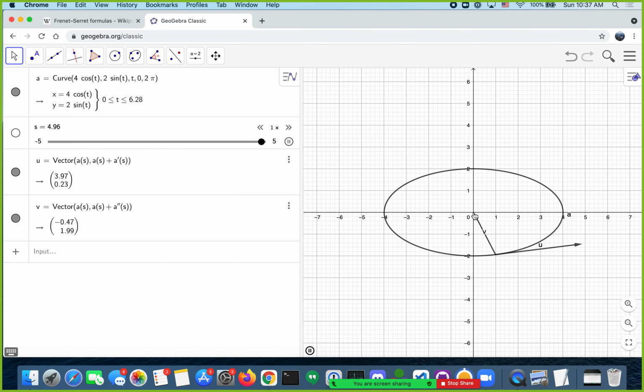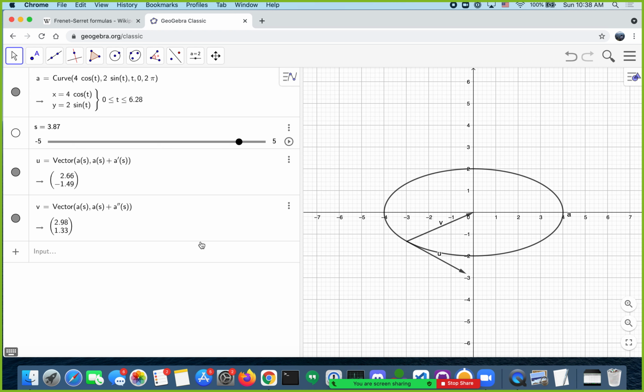Now notice, the acceleration and tangent, they are not at 90 degrees. Usually they're not at 90 degrees. Sometimes they might be, but right there, I think you can see it's a little smaller than a 90-degree angle. So I want the TNB frame to be orthogonal, so I'm going to have to do something to this acceleration vector, a double prime of s. What am I going to do? Well, I'm just going to remove the component along u.